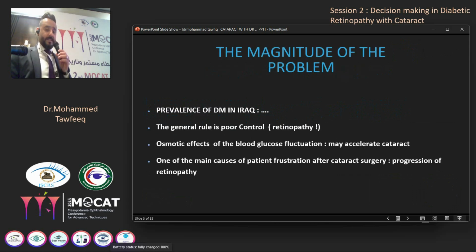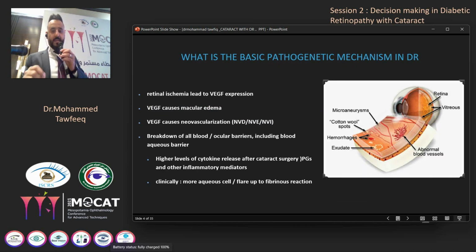We have to know that the prevalence of diabetic retinopathy in Iraq, or diabetes mellitus, is high. We usually have a lot of cases, and we have to keep in mind the general rule is usually poor control. So we have to understand and keep these 2 points with us. The basic pathogenesis mechanism in diabetic retinopathy usually starts from retinal ischemia, which leads to VEGF expression. VEGF leads to edema, and after that causes neovascularization and the breakdown of the blood-ocular barriers, leading to all the problems that we can see.